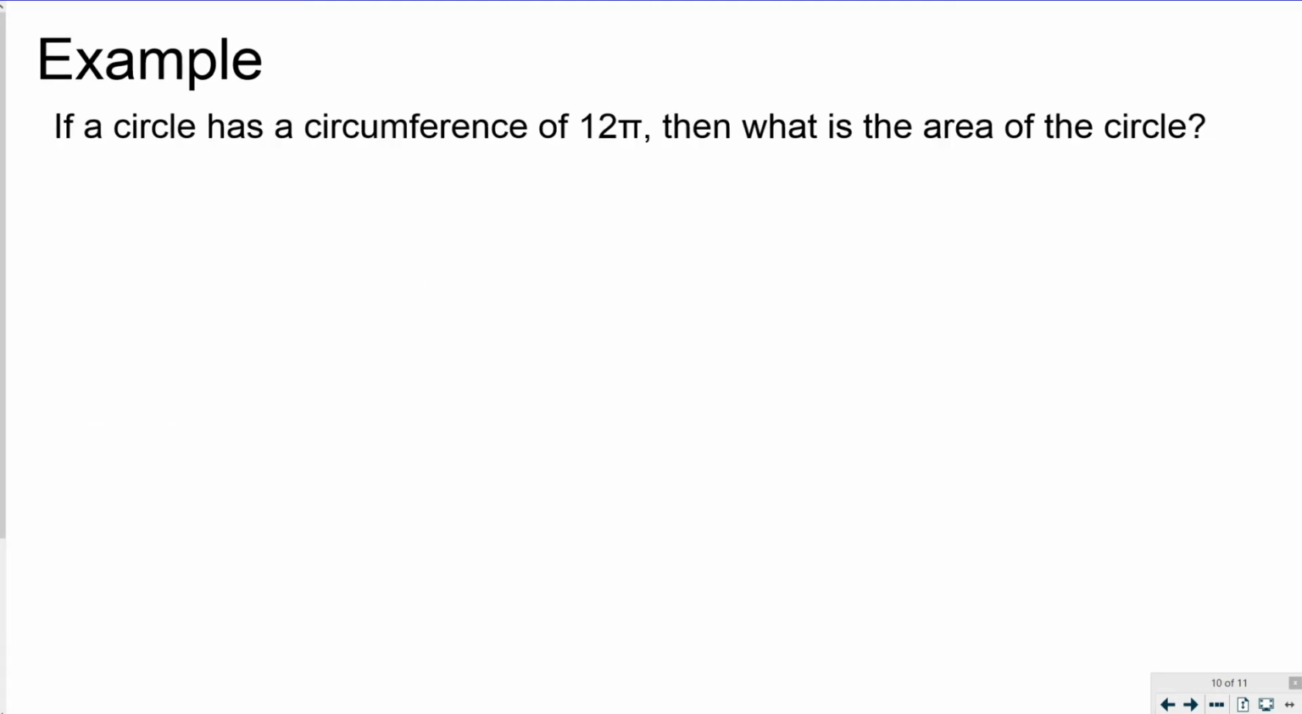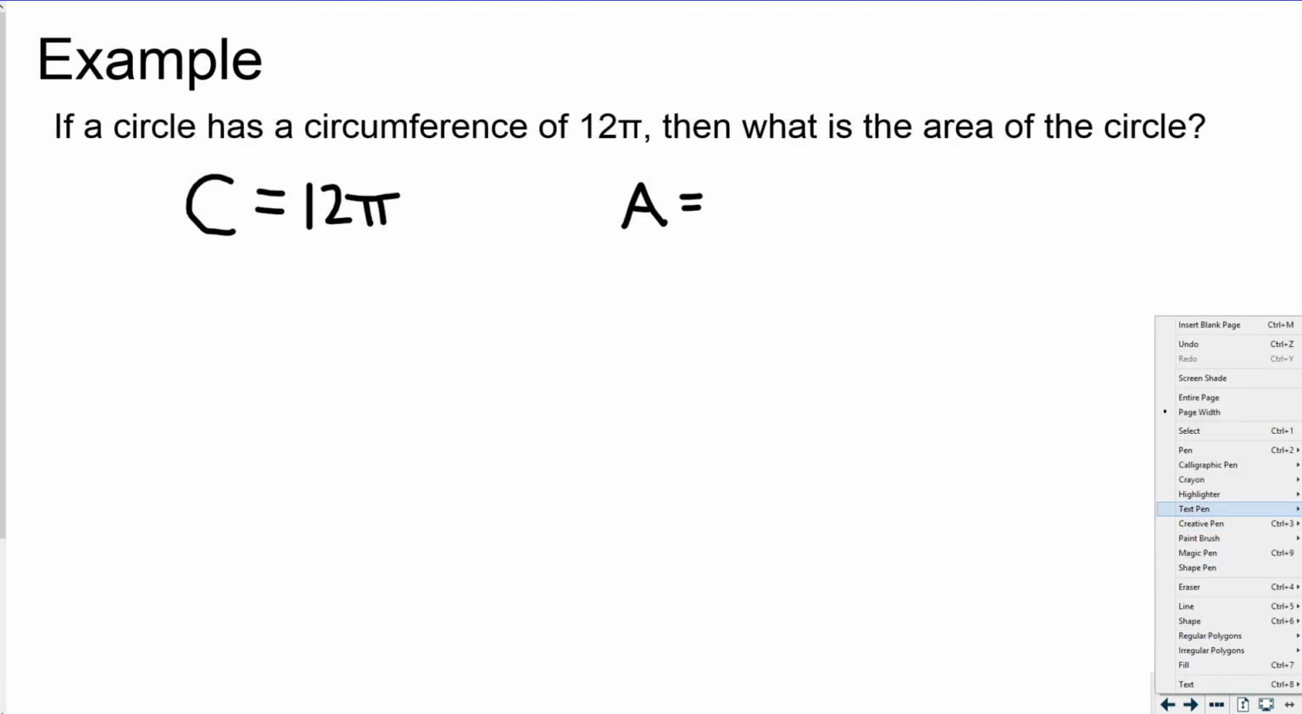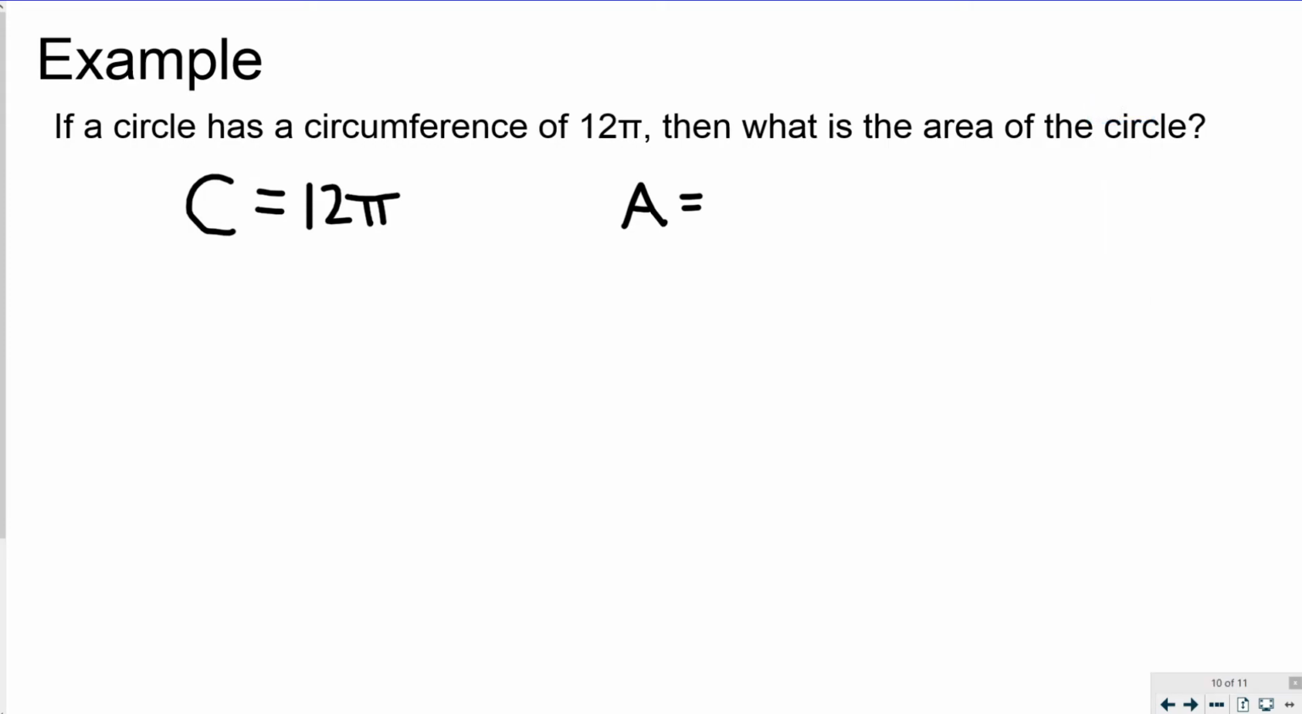Okay, so now here's a working backwards type problem. A circle has a circumference of 12 pi. What is the area of the circle? So if I go ahead and draw a circle here, shape, circle. Okay, I'm being told that the distance around it is 12. So the circumference on the outside is 12 pi. But I want to know the distance covered on the inside.